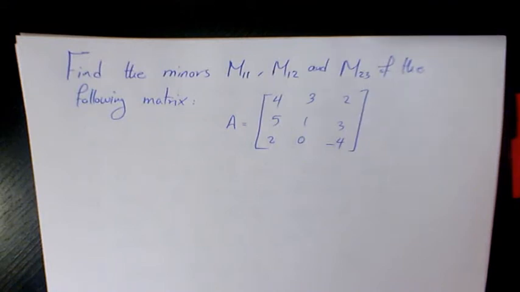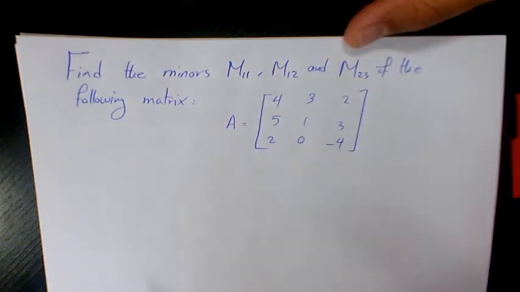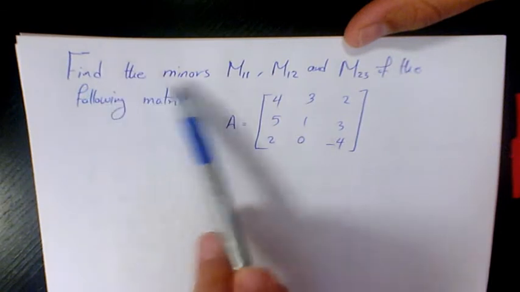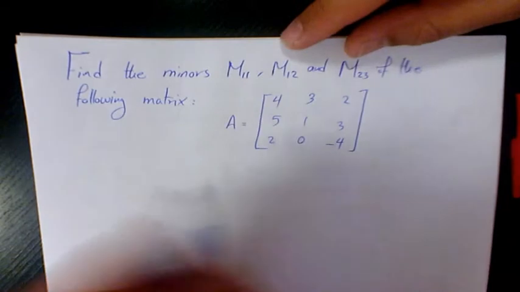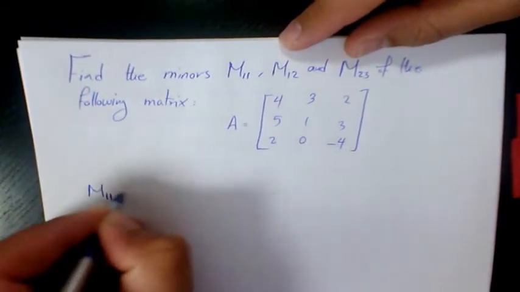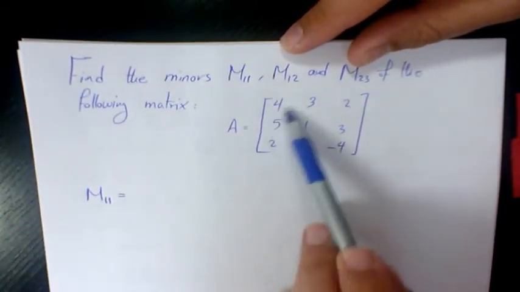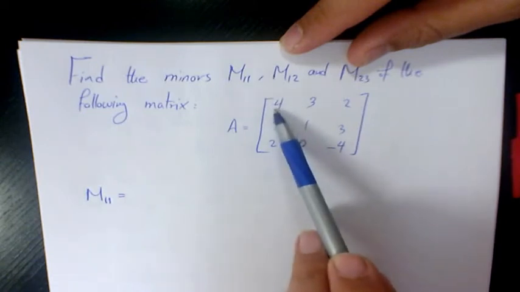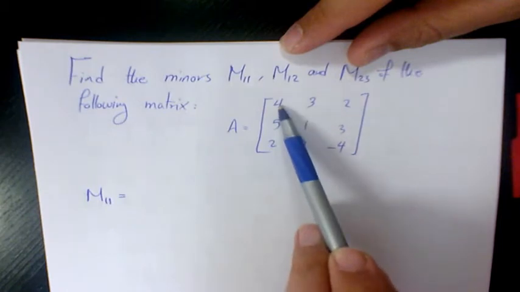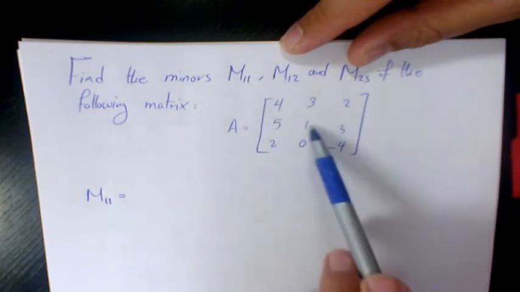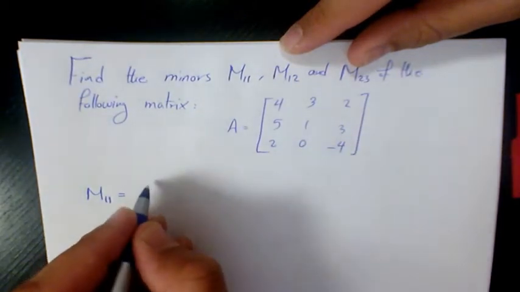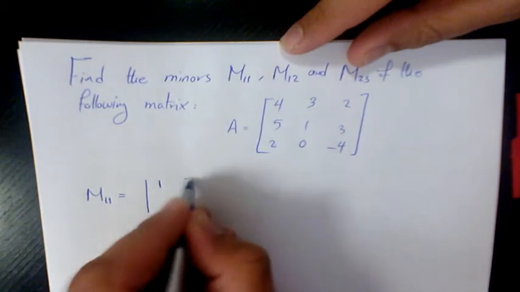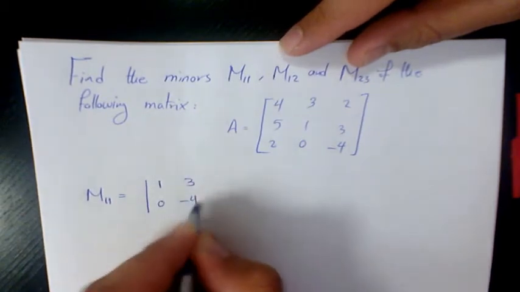So now let's look at the concept called minors. Here in this example it says find the minors M11, M12, and M23 of the following matrix. M11 is when you delete the row and column of this element, which is 1, 1. The rest is a 2 by 2 matrix, as you see here. So it's the determinant of 1, 3, 0, negative 4.